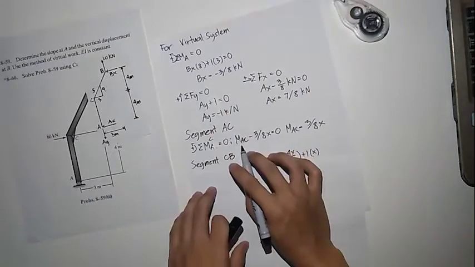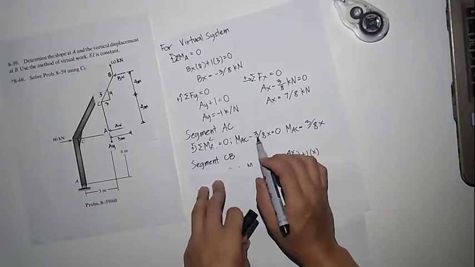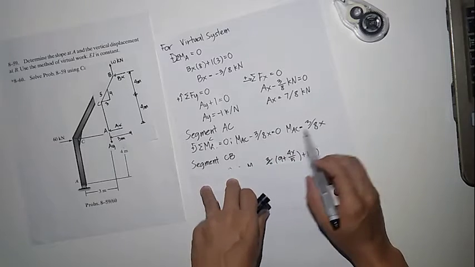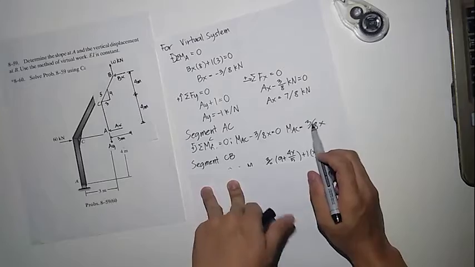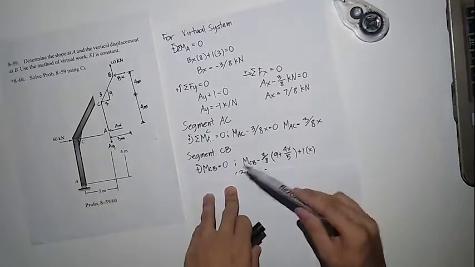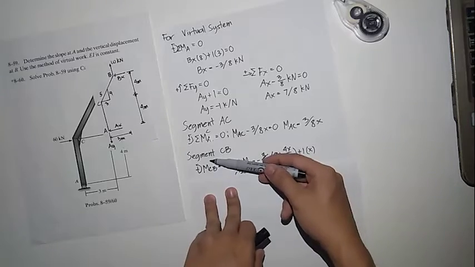So, equals to 0. So, MAC now is equal to minus 3 over 8x equals 0. The MAC is, we got the equation of 3/8 over x. So, next is segment CB. Okay, that's it. So, that's done.